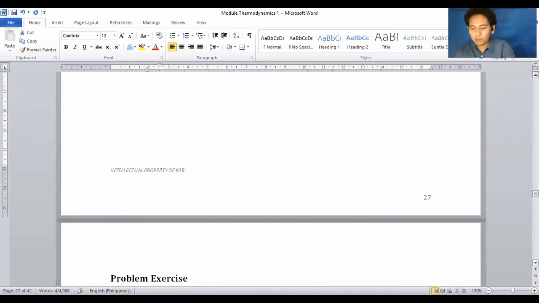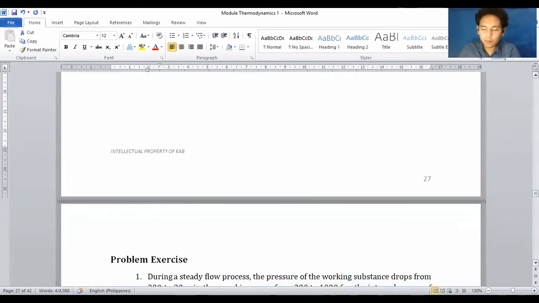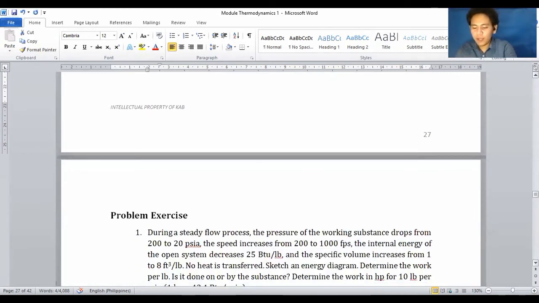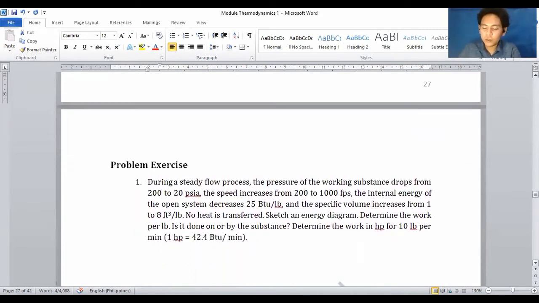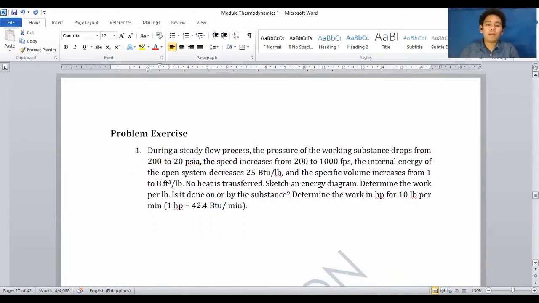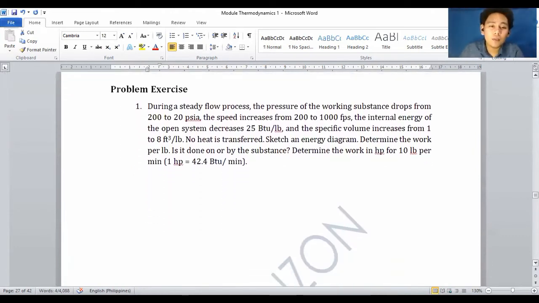Now, for a better understanding of the equation, we should answer the first problem exercise.